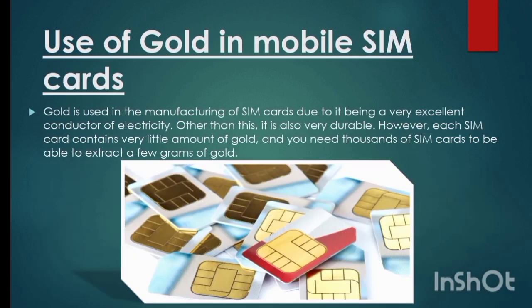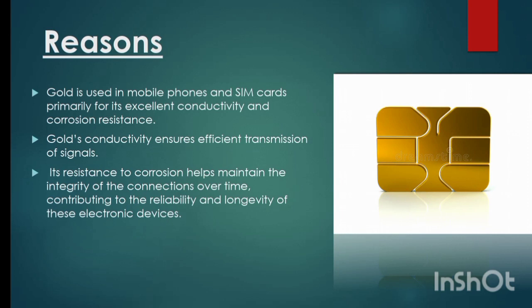Use of gold in mobile SIM cards. Gold is used in the manufacturing of SIM cards due to its being a very excellent conductor of electricity. Other than this, it is very durable. However, each SIM card contains very little gold, and you need thousands of SIM cards to extract a few grams of it. As gold is a rare element, why is it used in our mobile phones?